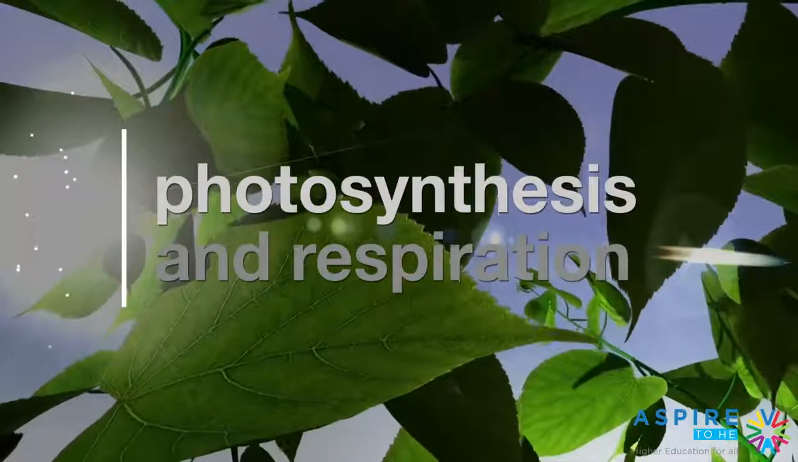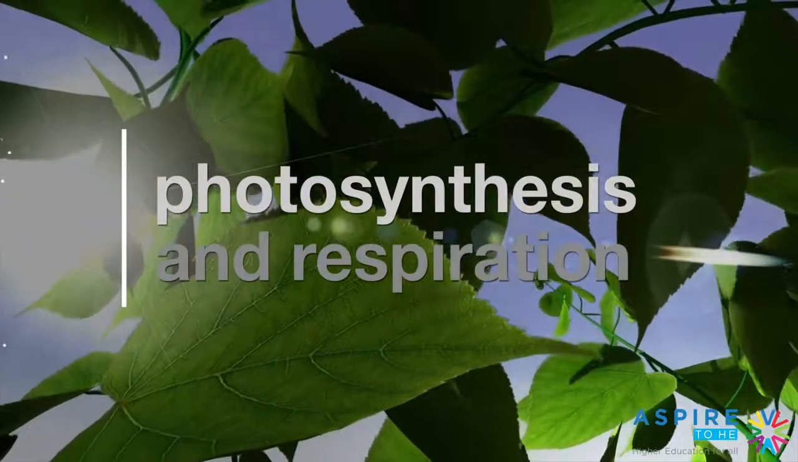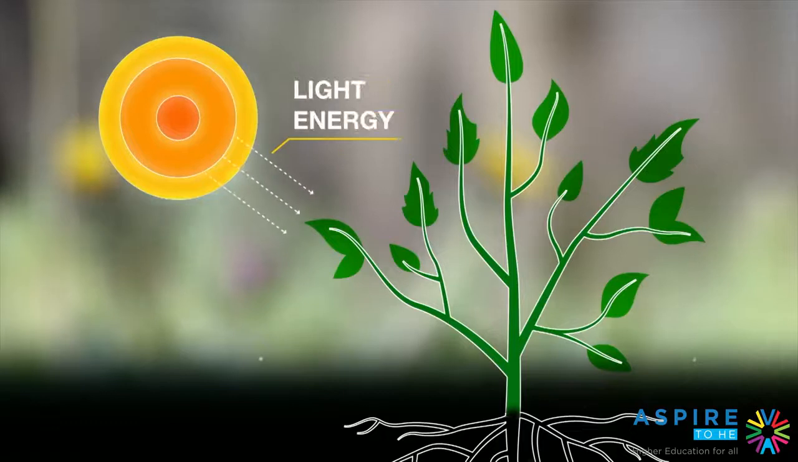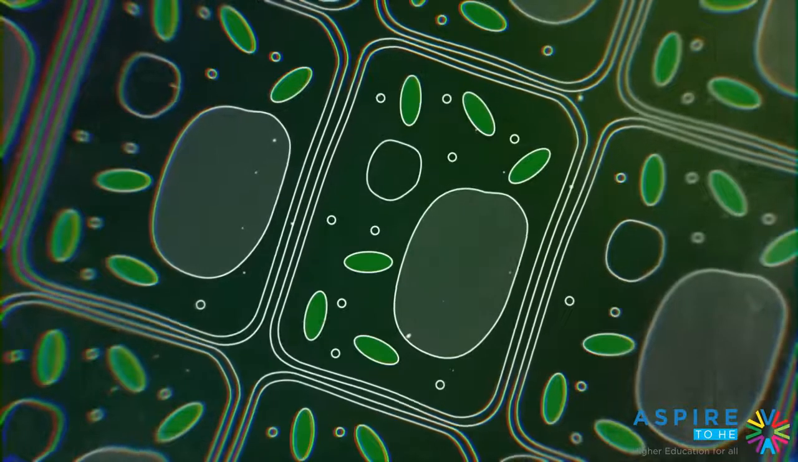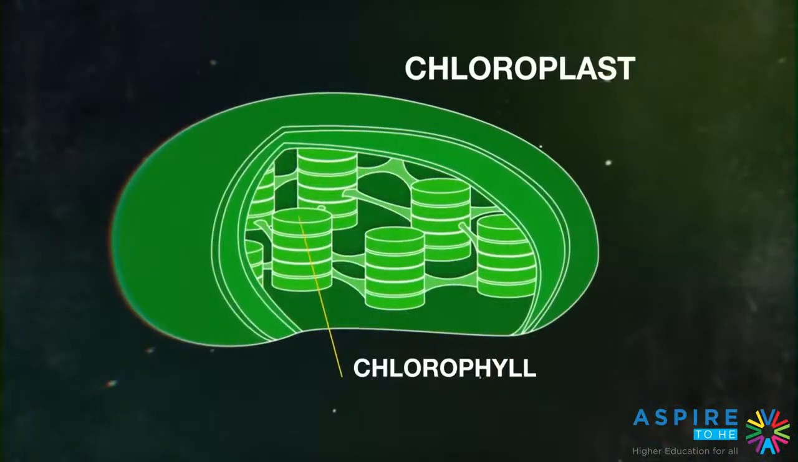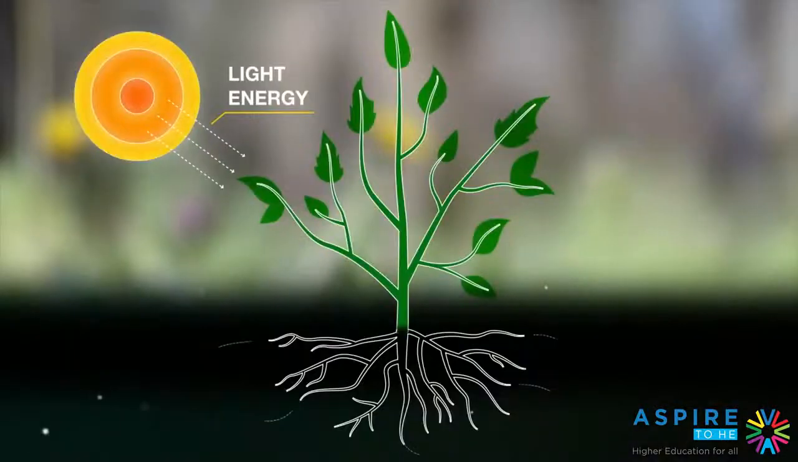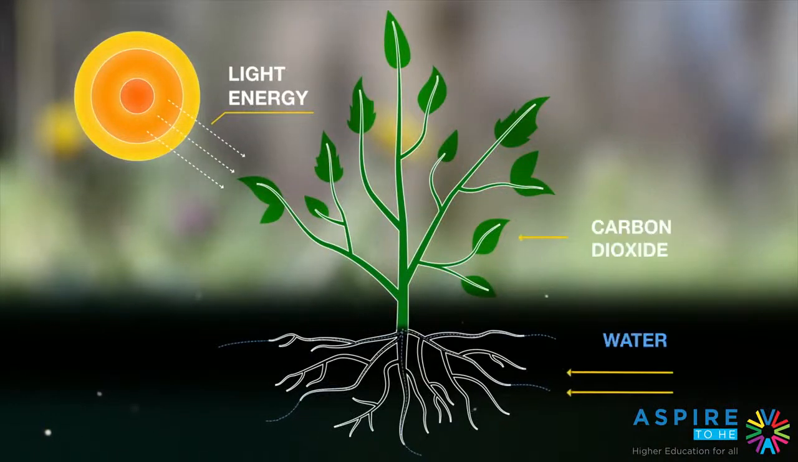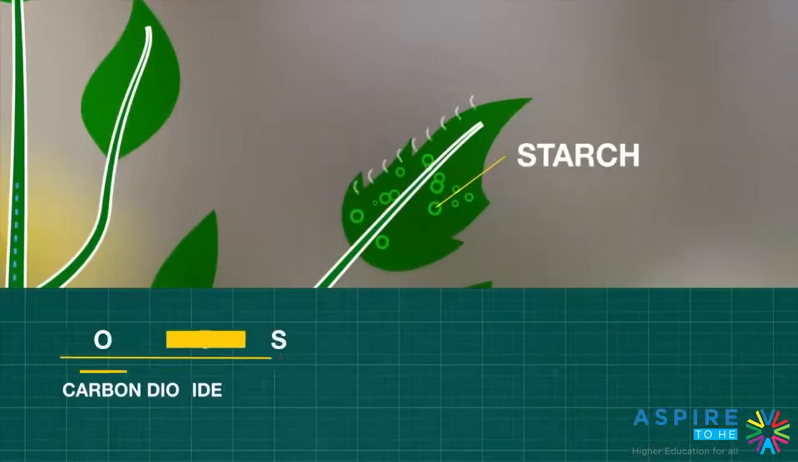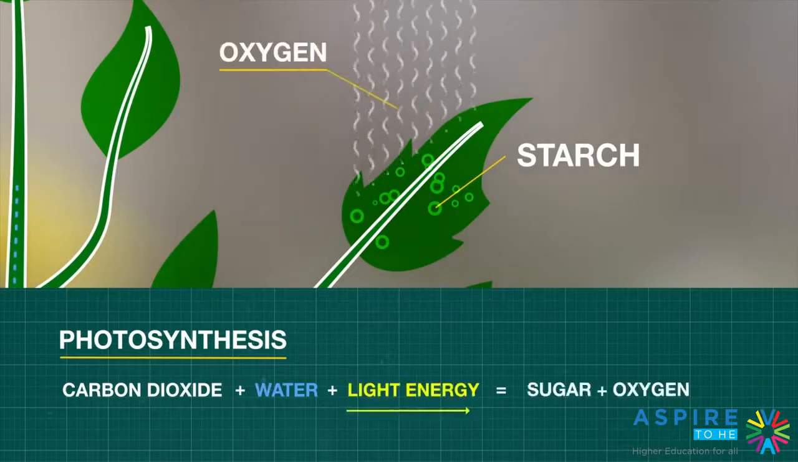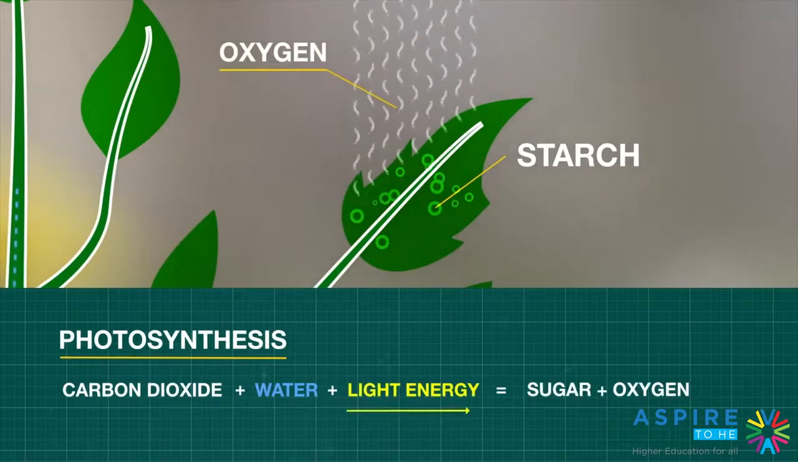Plants make their own food in a process called photosynthesis. Light energy from the sun is absorbed into the green pigment of the plant, called chlorophyll, found inside the chloroplasts in the plant cells. The plant also takes in carbon dioxide and water, which is used to produce sugar in the chloroplast and is stored as starch in the leaves. Oxygen is released as a byproduct.